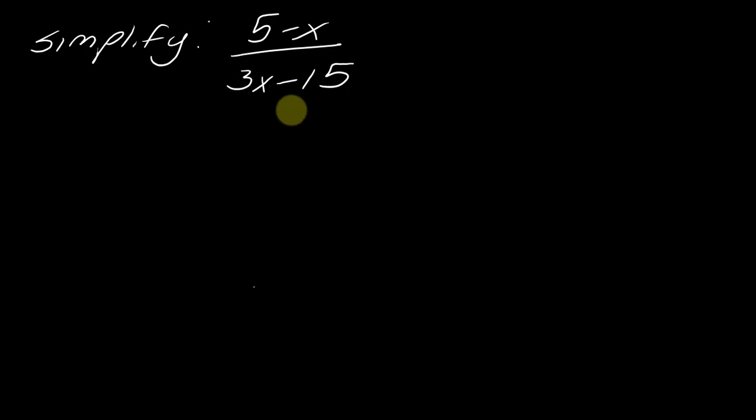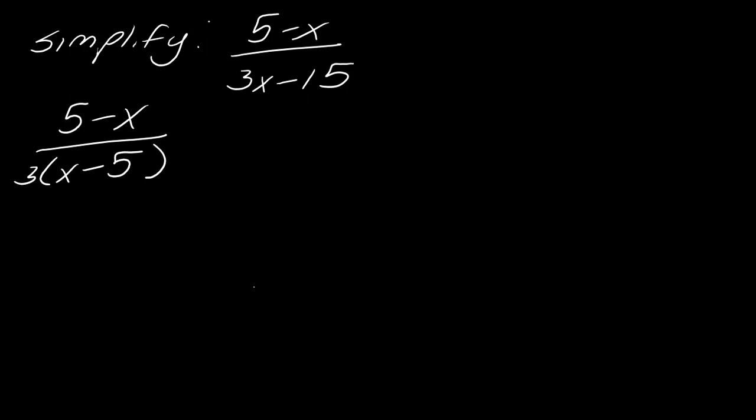So for this particular expression, we need to simplify. Notice I can simplify the bottom, right? Or I can actually factor something out. So the first thing that I want to do is factor out that 3. So this is going to become 5 minus x over 3 times x minus 5. Now notice that I have the same thing on top and on bottom.